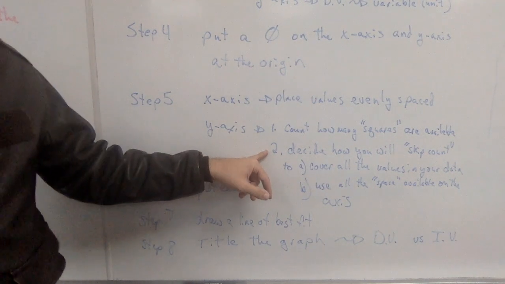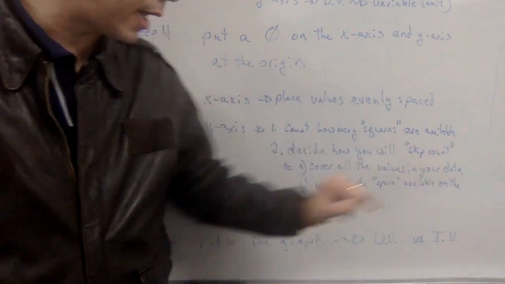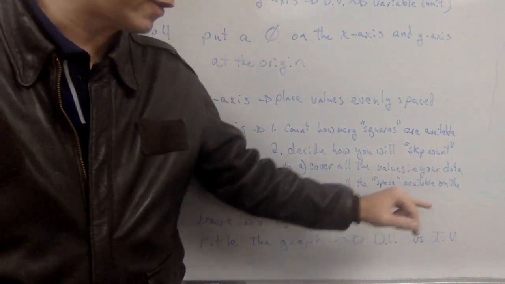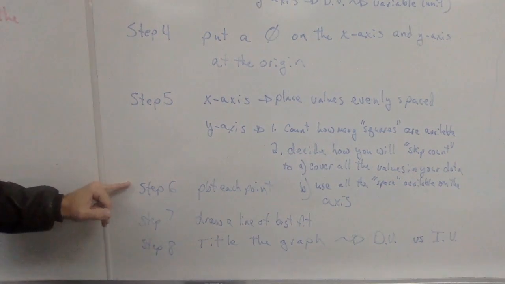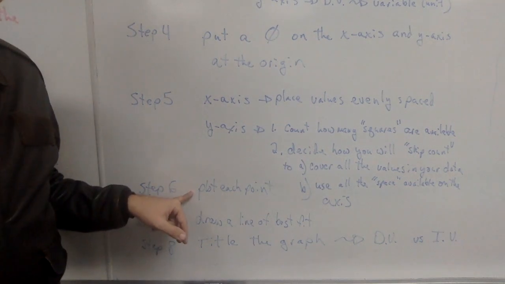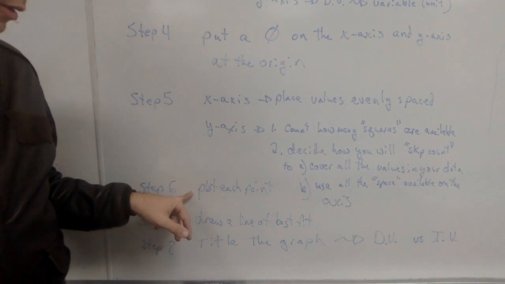How are we going to skip count to cover all the values in your data and use all the space available on the y-axis? Step 6 is the easiest one. We're going to plot each point. We're going to read the x-axis and then the y-axis and mark our points.